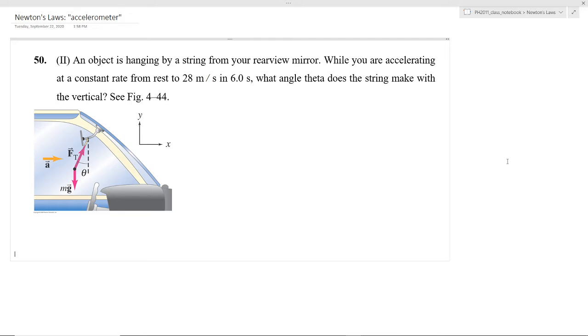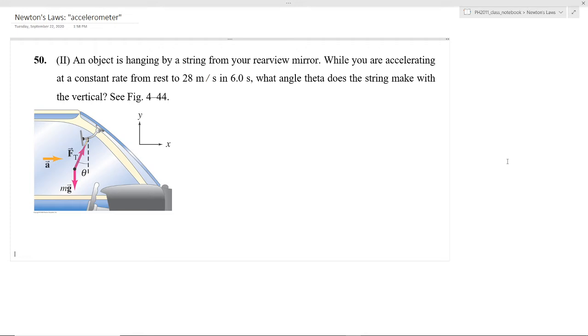Here's the scenario for you. You're to imagine an object hanging from the rear view mirror in a car, and the car accelerates and the object swings back a little bit. So an object is hanging by a string from your rear view mirror. While you're accelerating at a constant rate from rest to 28 meters per second in 6 seconds, what angle theta does the string make with the vertical?